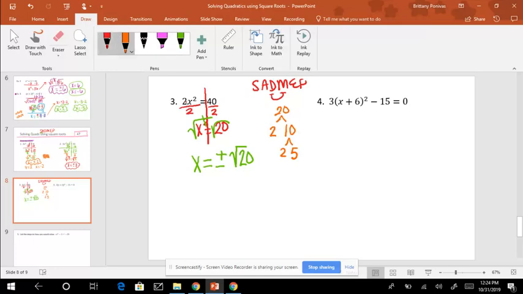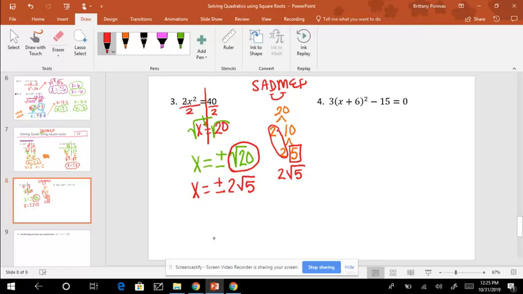I'm going to circle in pairs. I got a pair of 2's. That means one 2 is going to come out. This 5 is left over, so I'm going to put a box around it. That 5 is stuck underneath the radical. So looking back at our answer, the x stays, the plus minus stays, but this square root of 20 we simplified to be 2 square root 5. So the final answer for number 3 is plus or minus 2 square roots of 5.